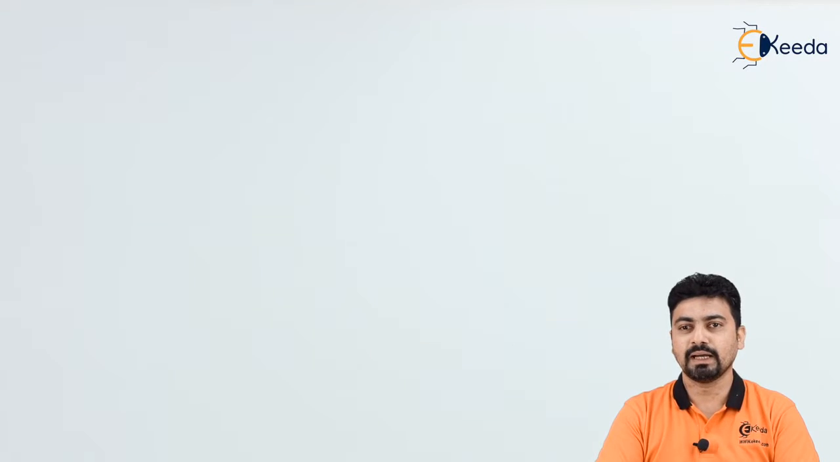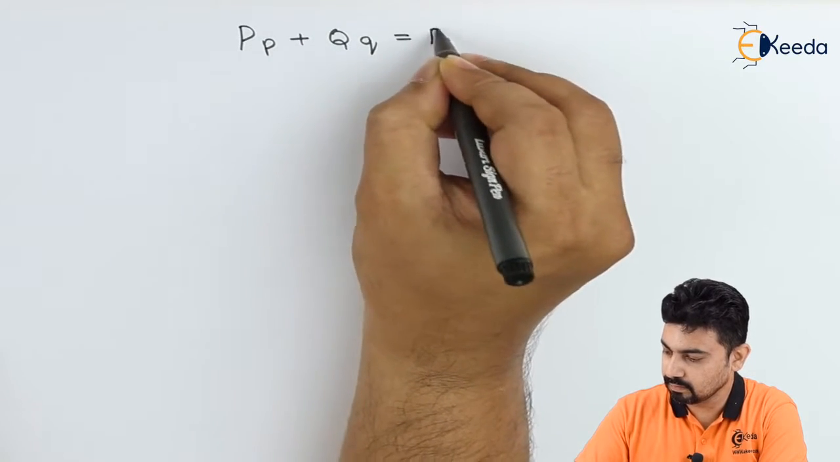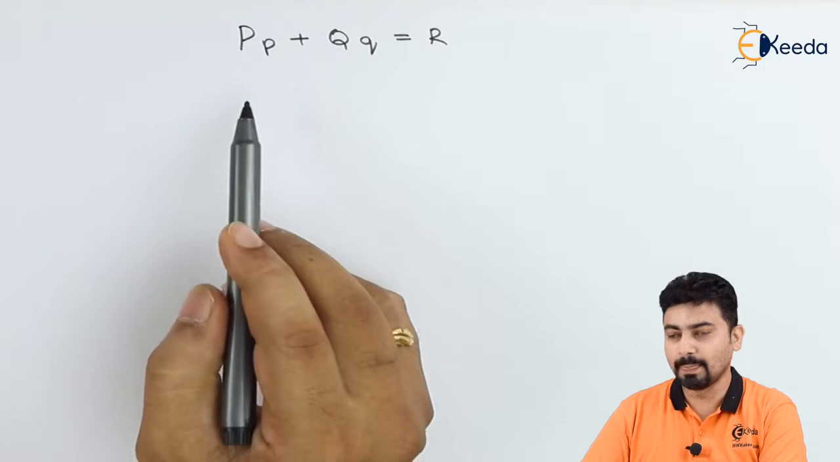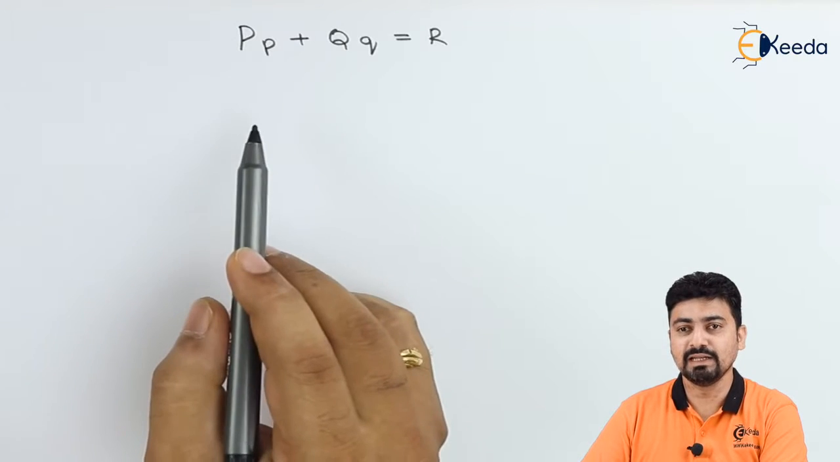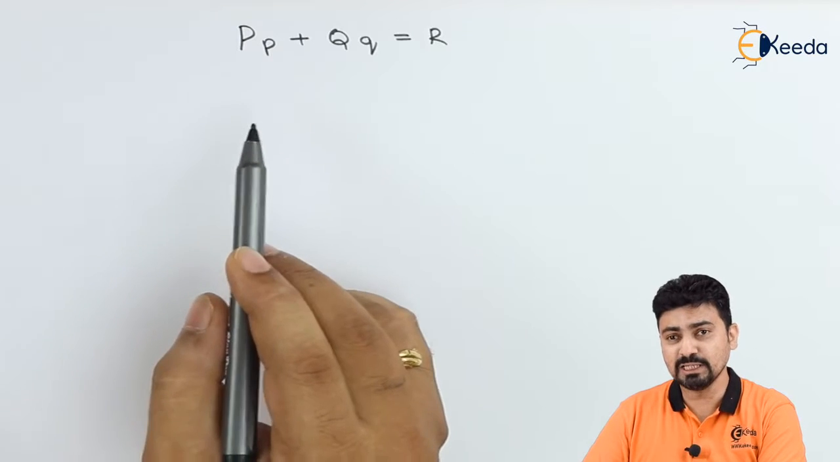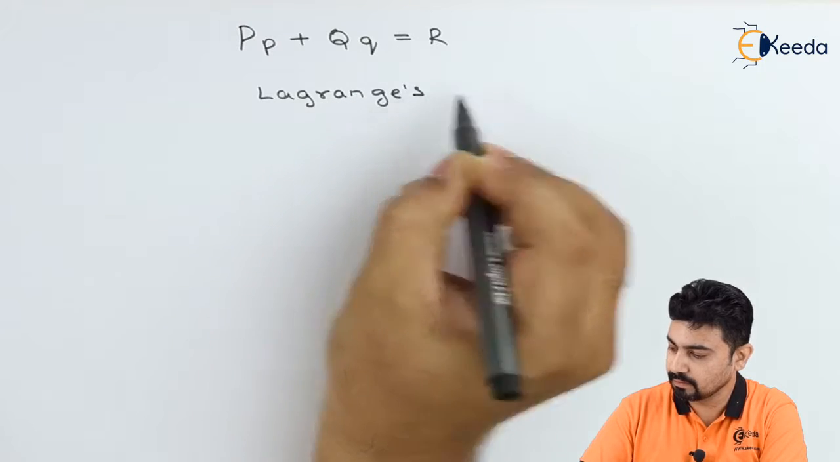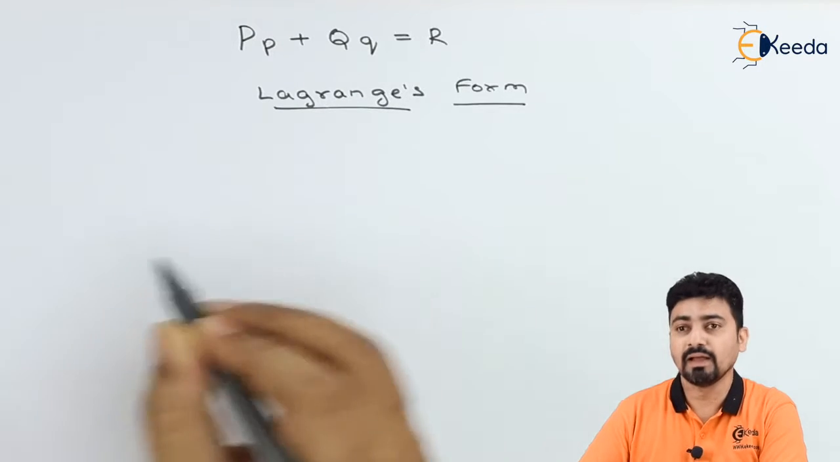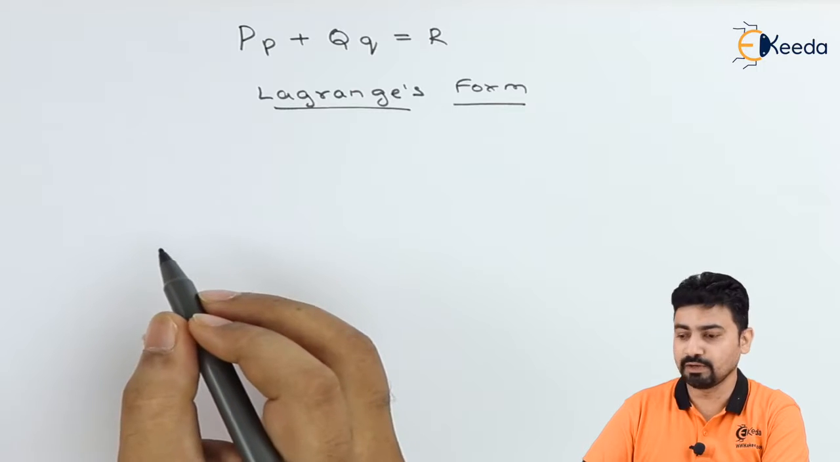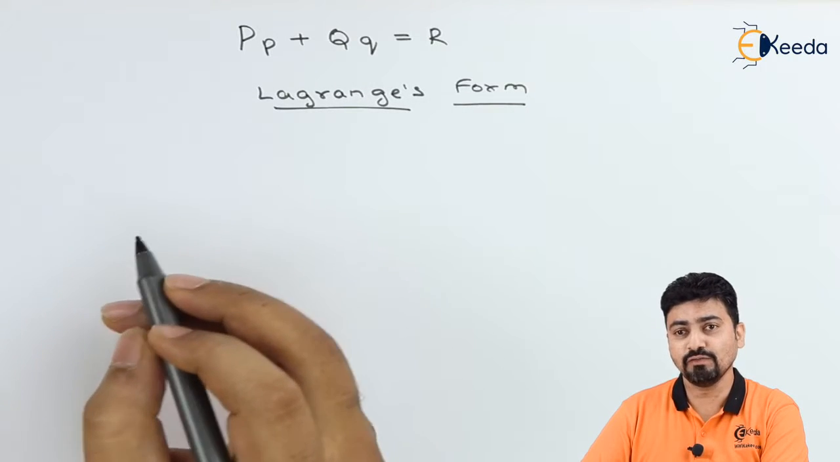So, what do you mean by a linear partial differential equation of the first order? Let us see that. Any equation of this particular form is known as linear partial differential equation of the first order, and this specific form is known as Lagrange's form. In this particular equation, P, Q and R are functions of x, y and z.